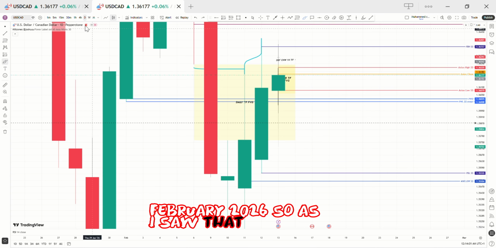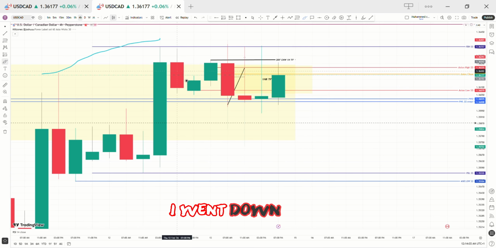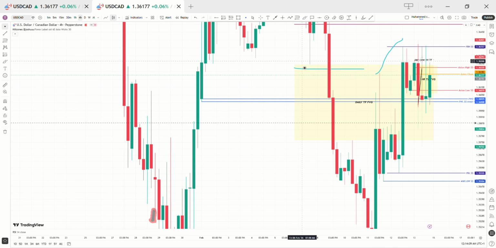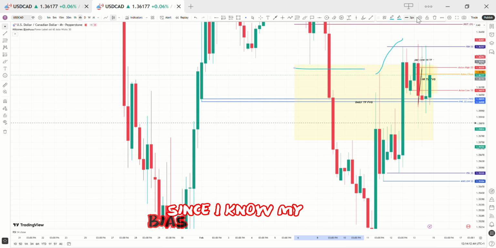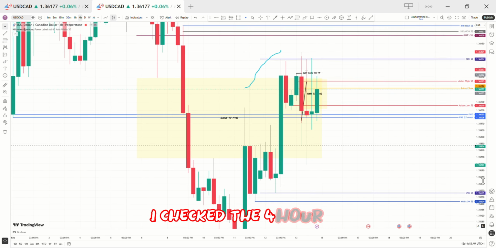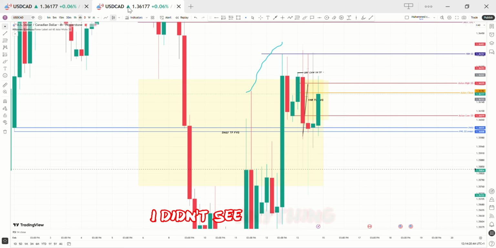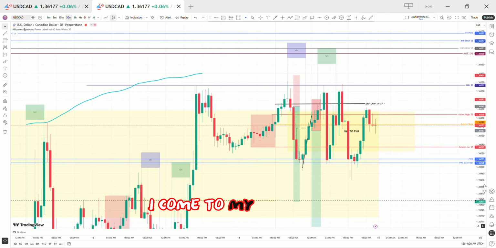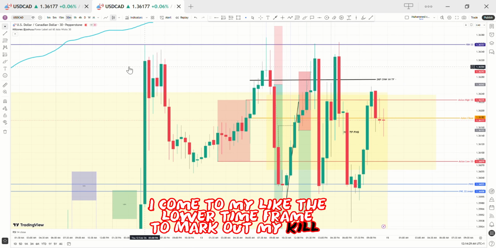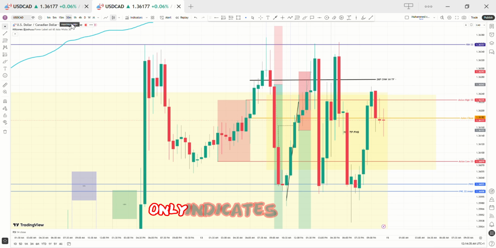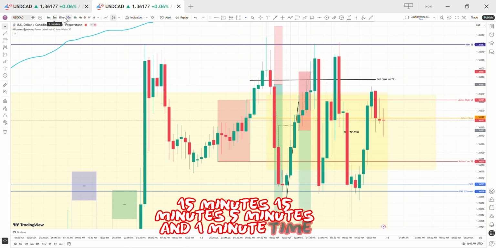So as I saw that, I zoomed out, I went lower to the lower time frame, since I know my bias is to be looking for sales. I checked the 4 hour time frame. I didn't see anything. As you all know, I come to the lower time frame to mark out my kill zone, because the kill zones only indicate in the lower time frame, from like 30 minutes, 15 minutes, 5 minutes, and 1 minute time frame.